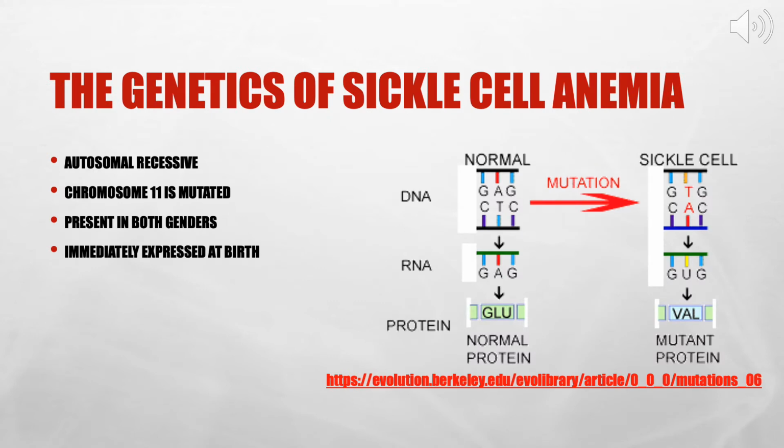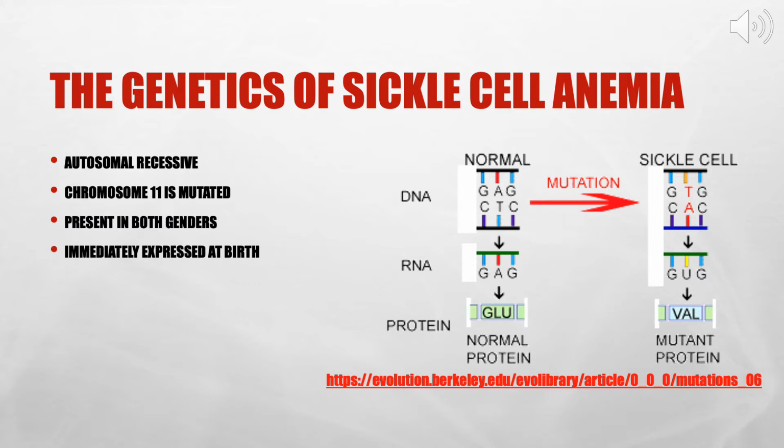The genetics of sickle cell anemia. Sickle cell anemia is inherited in an autosomal recessive pattern, which means that both copies of the gene in each cell have mutations. The parents of an individual with an autosomal recessive condition each carry one copy of the mutated gene, but they typically don't show signs and symptoms of the condition. So a person can be a carrier of sickle cell anemia, but doesn't have symptoms or signs of the disorder.